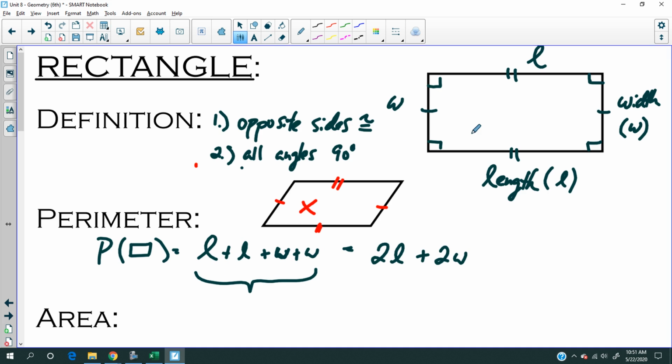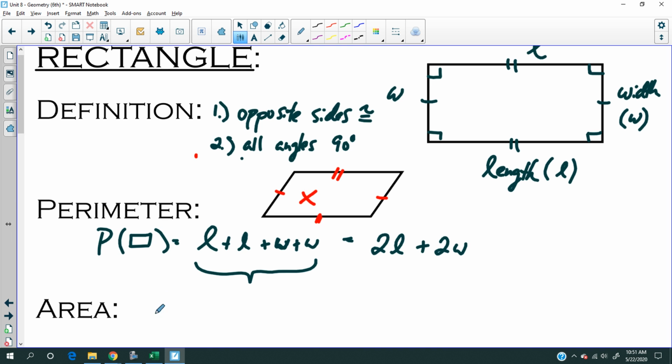So you see why it was important for us to learn how to combine like terms? Because even something as simple as finding the perimeter of a rectangle, you can see why we had to do combining like terms in the first place. So all these things are tied together. They're all connected. All right, let's talk area. What's the area of a rectangle? By the way, this is not a rectangle. This is a parallelogram, which we'll visit tomorrow, I think. Or Thursday.